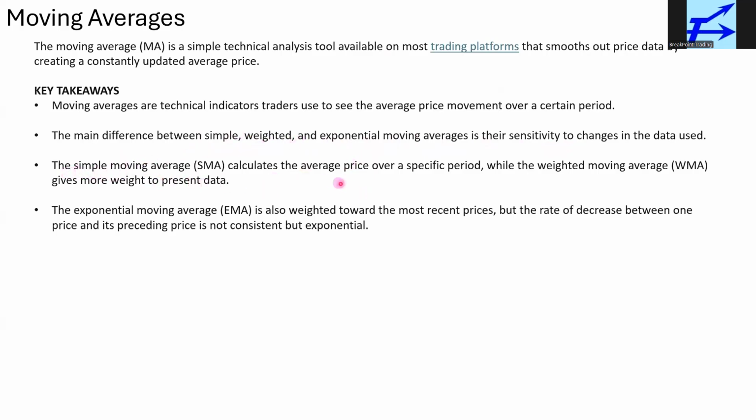Simple moving average basically just calculates the average price over a specified period, while the weighted moving average gives more weight to present data. That's what the EMA, the exponential, does as well. And I like the EMA a little bit better. The rate of decrease between one price and its preceding price is not consistent, but exponential. So it really puts a lot more weight on the last few days or the last few weeks, whatever period you're trading in, and will show movement earlier in those shorter time frames.